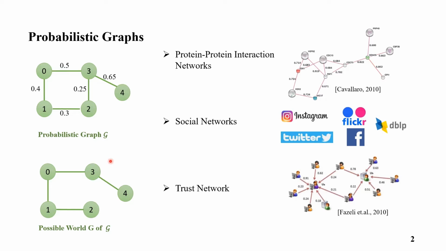For probabilistic graphs, we have the concept of possible worlds, which are just deterministic instances of the original graph in which a subset of edges can appear.